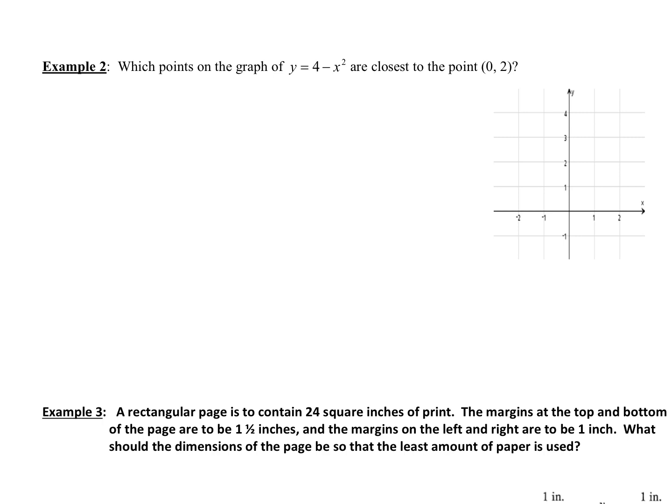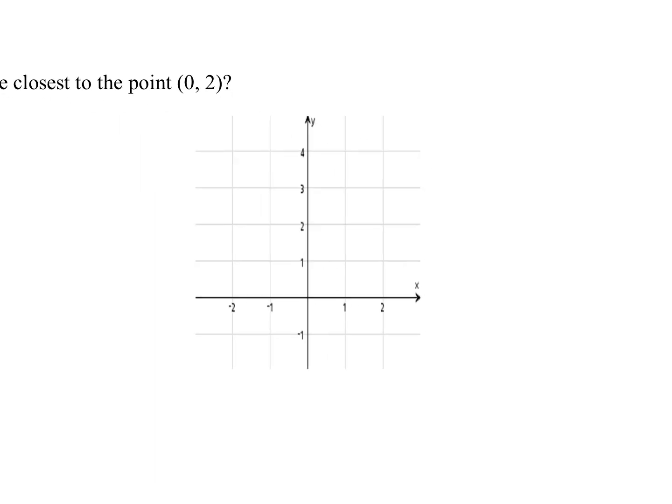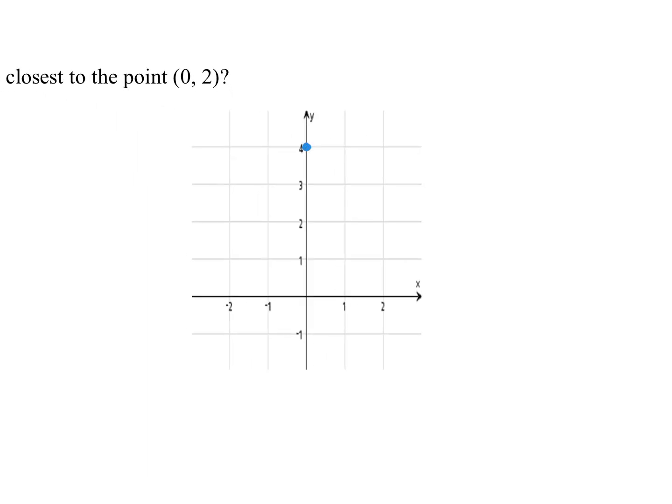x squared looks like a parabola. So if it's negative x squared, that means it's flipped upside down. And that 4 does what? Moves it up, right? So our graph for this is going to look something like this. Starting at 4, my parabola is just going to be upside down. So something like this.